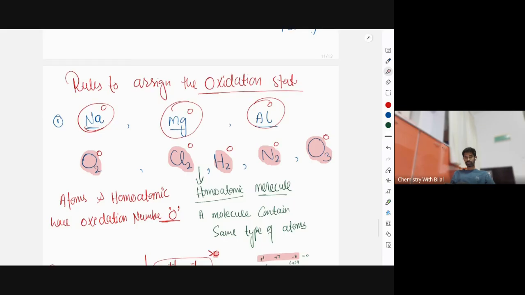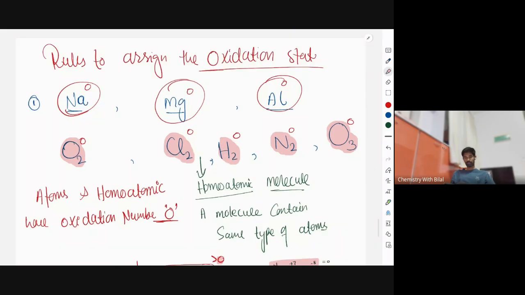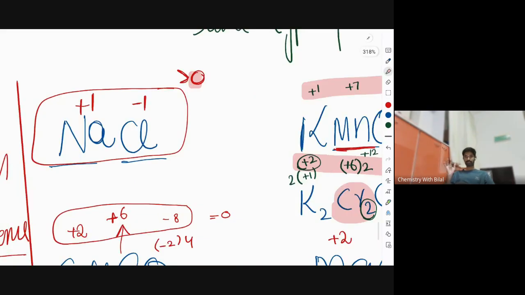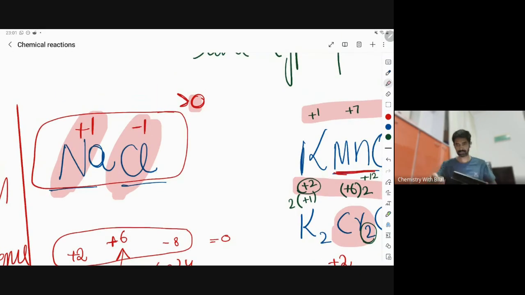Rule number 1, wherever you see any atom or homatomic molecule, oxidation number is 0. And rule 2 is whenever you see different atom, the sum of oxidation number is equal to 0, but individually they are not 0.